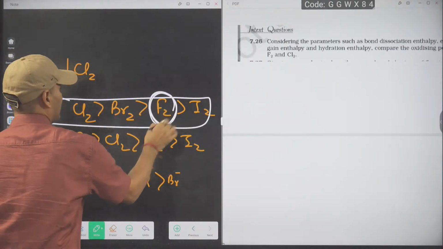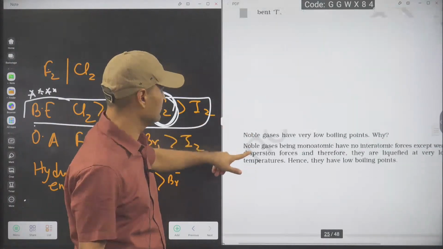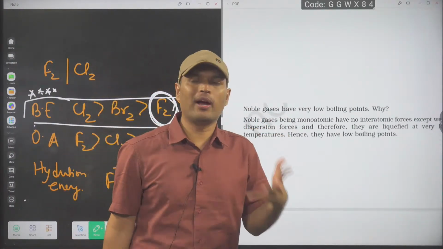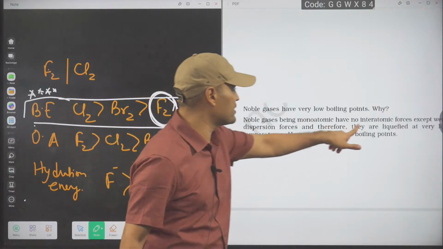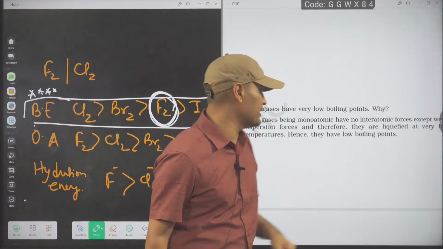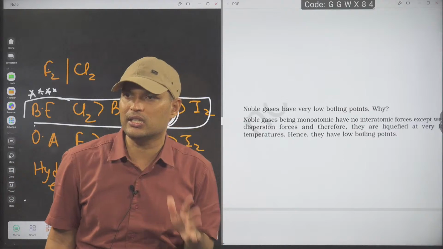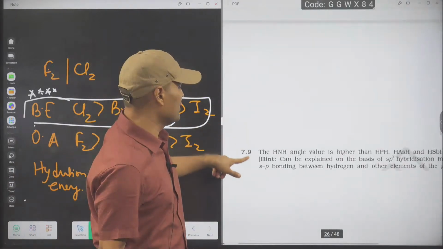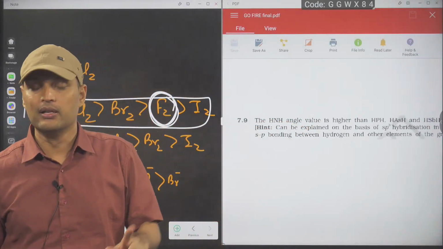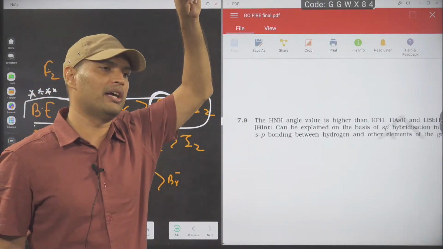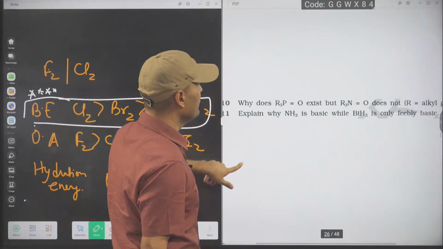Bond energy: fluorine bond energy is less. Noble gases have very low boiling points because the forces are very weak. There are no interatomic forces except weak dispersion force. Now bond angle: I have told you bond angle decreases down the group. Hydride bond angle: ammonia, everyone remembers, is 107. Down the group, bond angle decreases. Can you tell me this one?